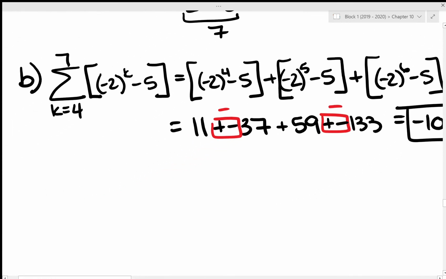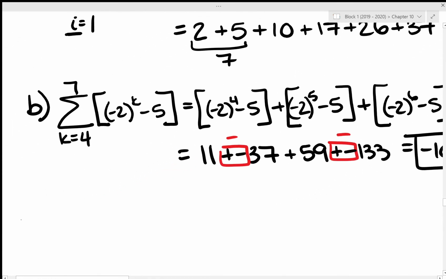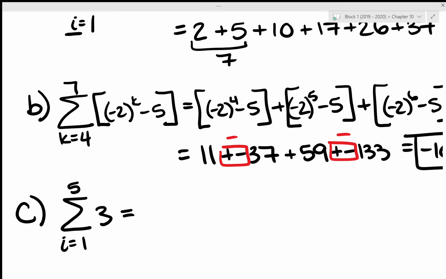Now the last one, C. It could look a little tricky, but we have the sum from i equals 1 to 5, and then we just have the number 3. If you notice, there's no i to plug in. However, we still want to use an i of 1 and an i of 2. Think about this as if it is constantly 3. No matter what your i is, your answer is going to be 3.